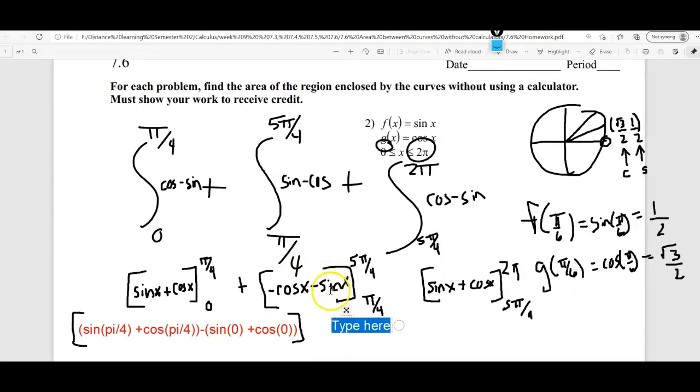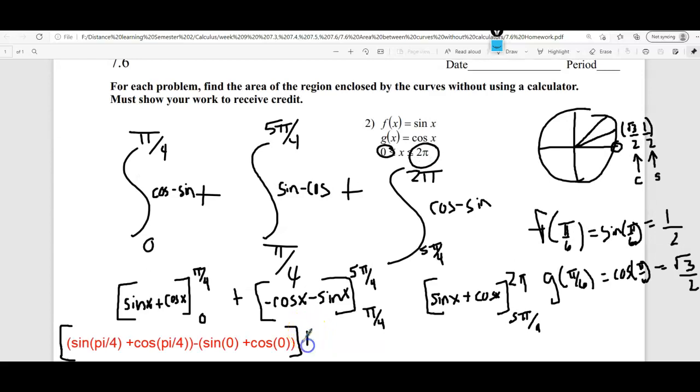All right, and we'll continue the journey here. As for this next one, we're going to do the same thing, but this time we're going to be plugging in these two numbers into this here and subtracting those.